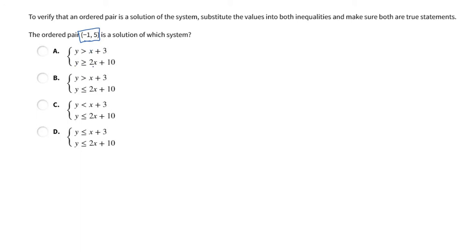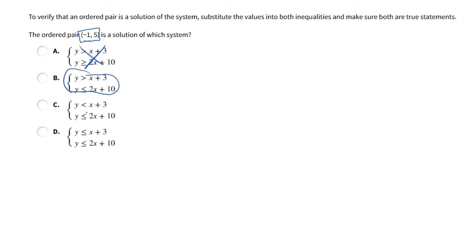5 is greater than or equal to, let's see, -2 plus 10. No, that'd be 8. 5 is greater than or equal to 8? Not true. Hey, this one doesn't work. Well, just keep going. 5 is greater than 2. Well, that's true. 5 is less than or equal to 8. Hey, that's true. I'm liking this one.